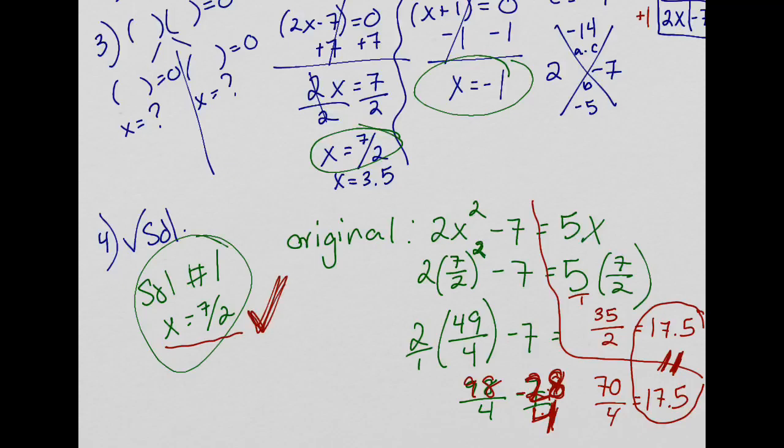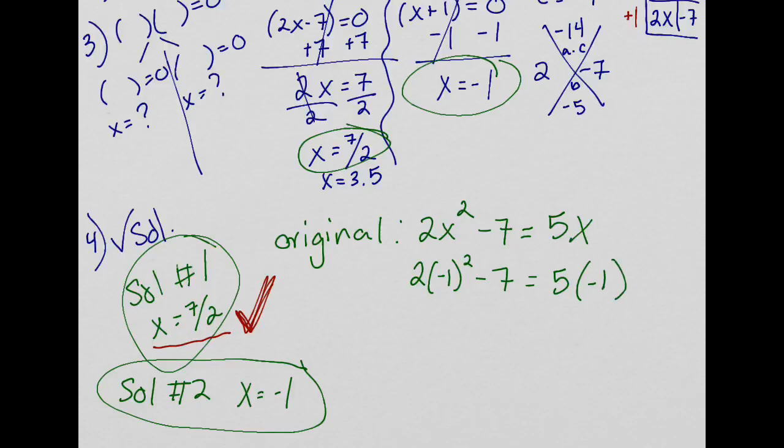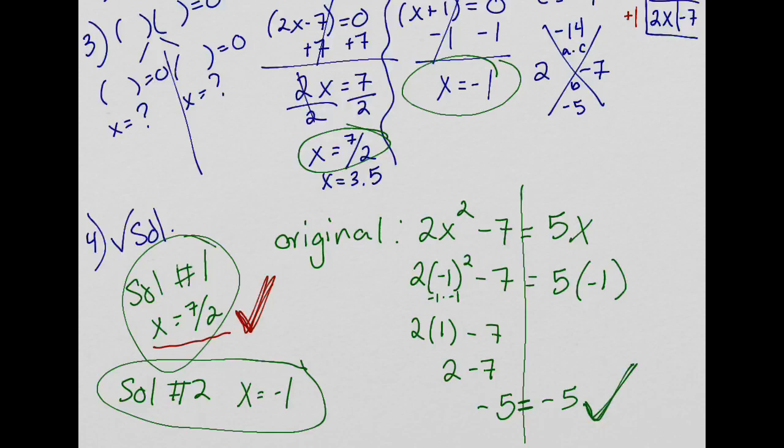So now we're going to try solution number 2. Okay, so our second solution was x equals negative 1. So I'm going to plug it in for x, or substitute it in. PEMDAS, negative 1 squared is negative 1 times itself. Negative times negative is a positive, so negative 1 squared is a positive 1. Then 2 times 1 is 2. 2 minus 7 is negative 5 for the left-hand side. For the right-hand side, 5 times negative 1 is negative 5. So the left-hand side and the right-hand side are the same. So this tells me that the second solution, x of negative 1, is also a good solution.